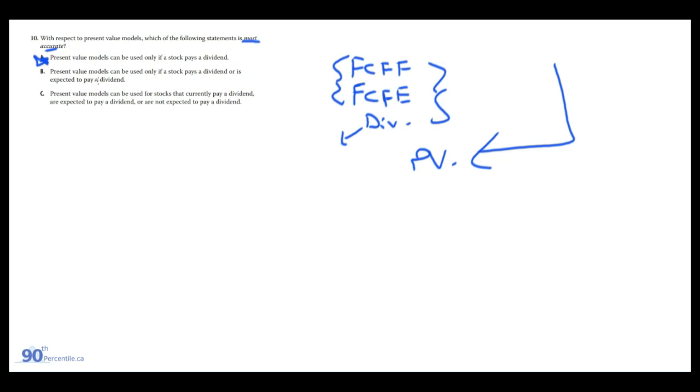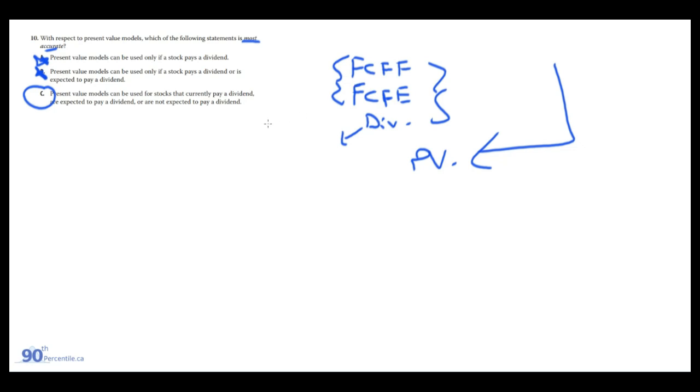So what's most accurate? Present value models can only be used if a stock pays a dividend or is expected to pay a dividend. No. Present value models can be used for stocks that currently pay a dividend, are expected to pay a dividend, or are not expected to pay a dividend. Yep. All we need is some measure of cash flow. So dividends, free cash flow, whatever, EBITDA, whatever.